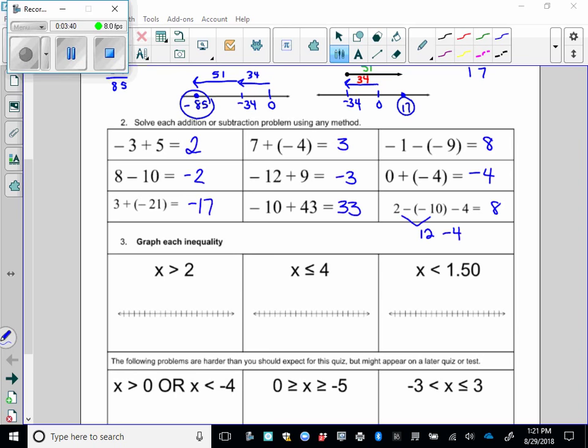Okay, if you're looking at those numbers and you're very confused, that would be a good reason to come into the morning help session tomorrow at 7:45.